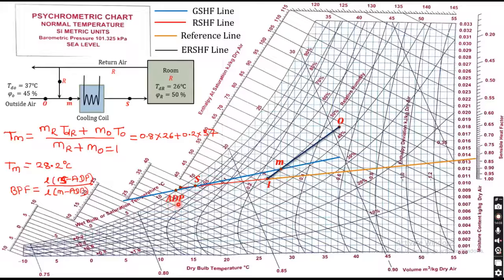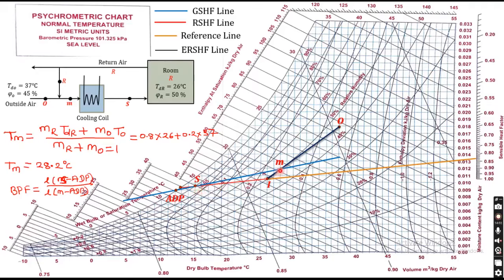So this way we have marked the line starting from this M point. Whatever point we get on the saturated line is called the apparatus dew point temperature. It is nothing but the coil temperature corresponding to the bypass factor 0.15. The coil temperature is indicated where the line cuts the saturated line. It's near about 12 degrees Celsius. So 12 degrees Celsius is the apparatus dew point temperature, and wherever the line cuts the red line, that is the room sensible heat factor line, that is the supply condition.